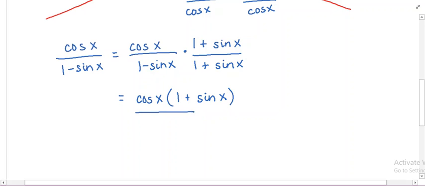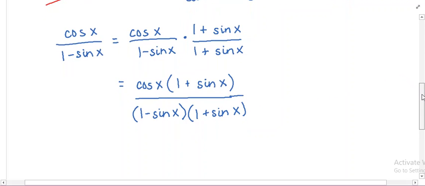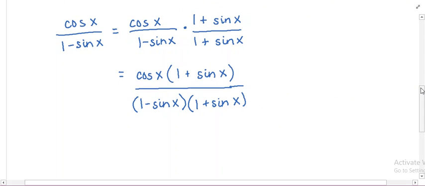Likewise in the bottom, when you multiply the quantities together, you have the package deal 1 minus sine x, so it needs to go in parentheses, times the other package deal, 1 plus the sine of x. Both of those have to go in parentheses because they have two terms each. So we have multiplied across the top and we have multiplied across the bottom. All right, let's see what happens here.